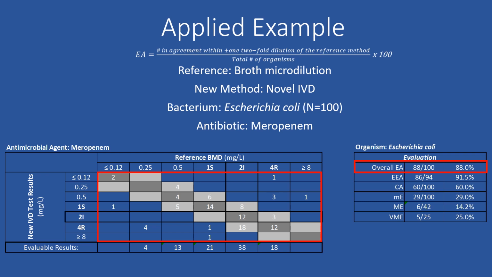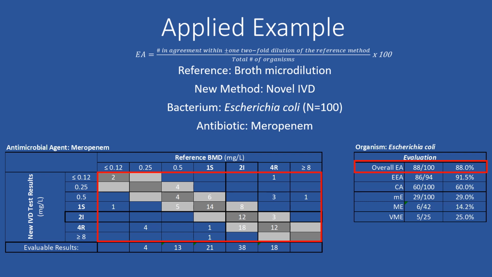Next, we want to tabulate the number of isolates that fell in essential agreement between the new test and the reference. To assist as a visual aid, I have included gray shading to show the isolates that fall within this agreement. Any numbers outside of these shaded areas are not in EA. If we sum up all the values outside of this gray region, we get 12. So we're going to subtract this from 100 to get 88. Our overall EA becomes 88 divided by 100, and then multiply this by 100 to get 88%.